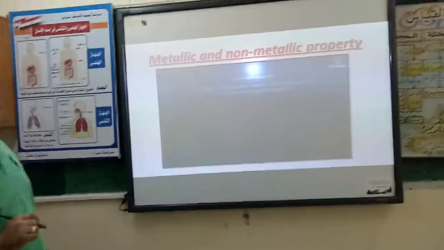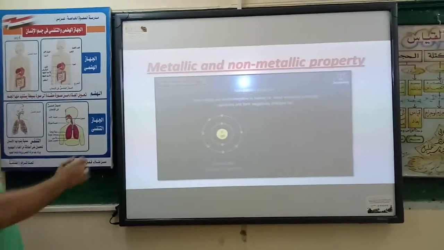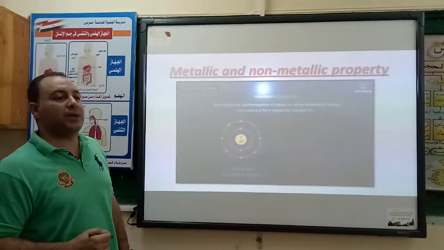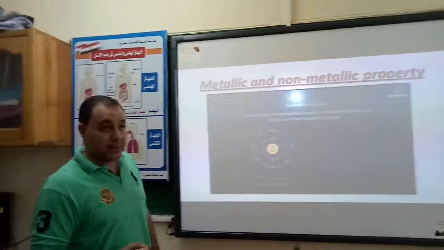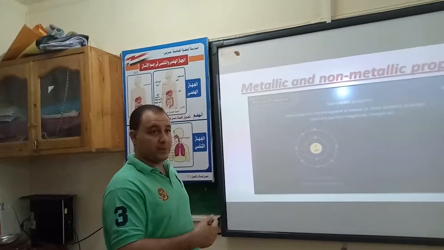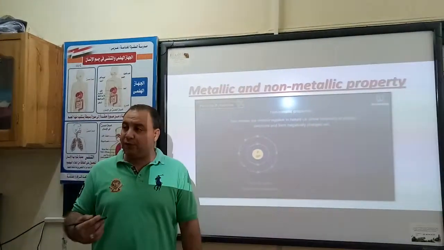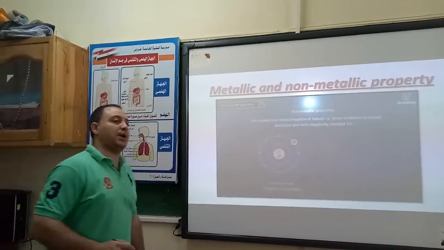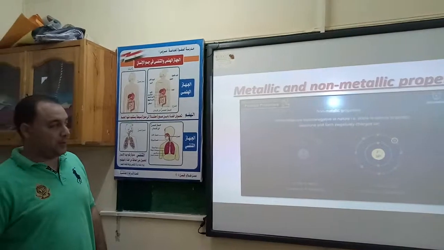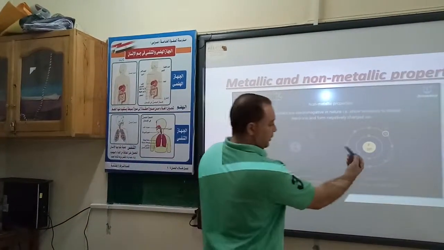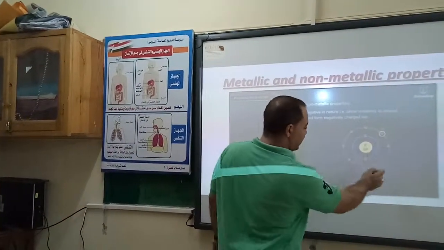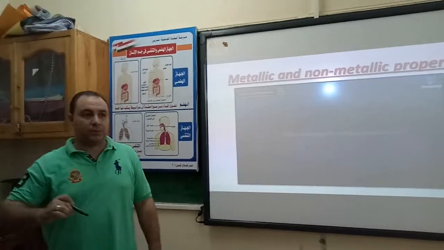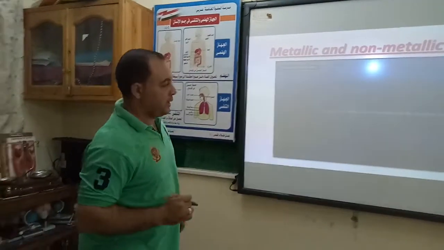Non-metallic property is on the opposite side. Fluorine has 7 electrons in its outermost level, so it needs 1 electron to become a negative ion, like the nearest noble gas. So it gains 1 electron and changes to a negative ion. Its electronic configuration becomes 2, 8, so it becomes like the nearest noble gas, neon.